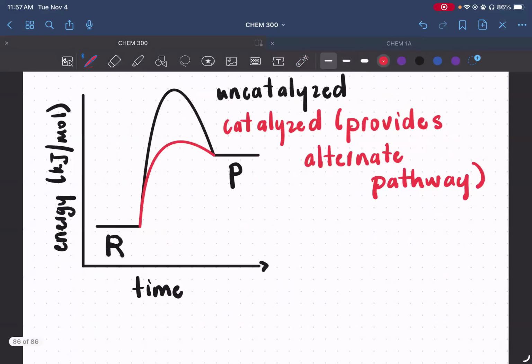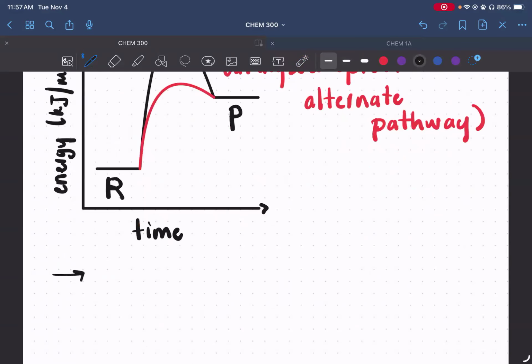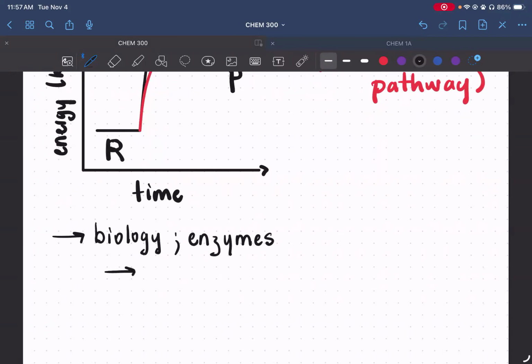If you've ever taken a biology class, you've probably seen it in that class within the context of enzymes. Enzymes are a classic catalyst, a biological catalyst. And if you've ever taken this class in biology, you know, of course, that enzymes work by either a lock and key fit or an induced fit.